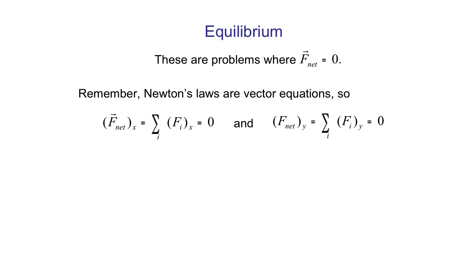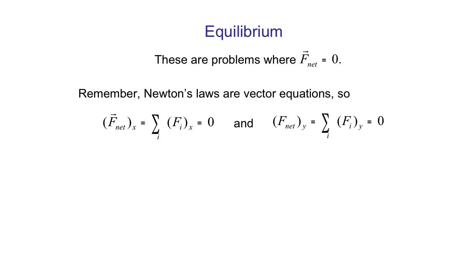When you start to solve a problem, you have to remember that Newton's laws are written as vectors. And so they have components x and y. The strategy is to take this statement that the sum of forces is equal to 0 and very carefully write that the sum of all forces in the x direction are equal to 0 and the sum of all forces in the y direction are equal to 0.